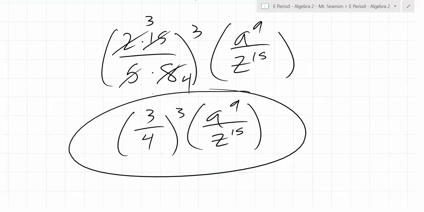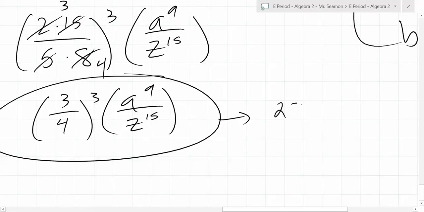You could multiply. What's 3 to the third? 27. So I would imagine the book is going to write 27 a to the 9th over, what's 4 to the third? Do you remember? Yeah, 64 z to the 15th. That would be perfectly correct.